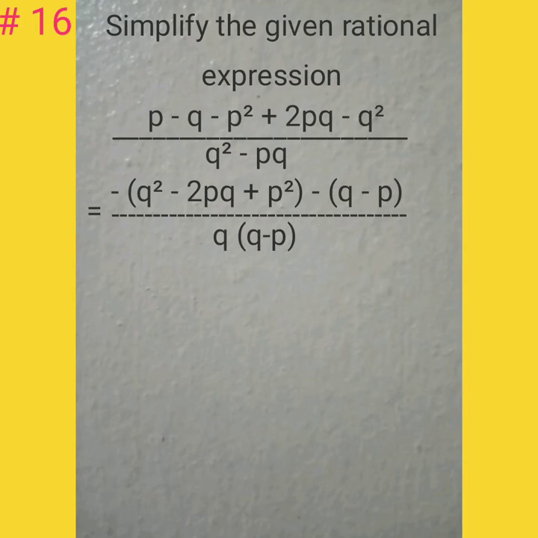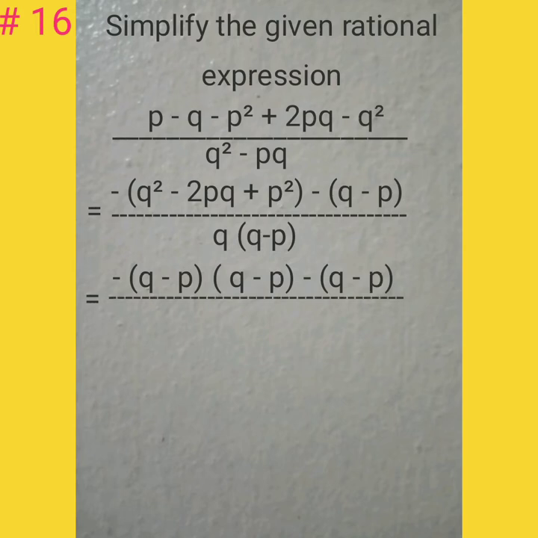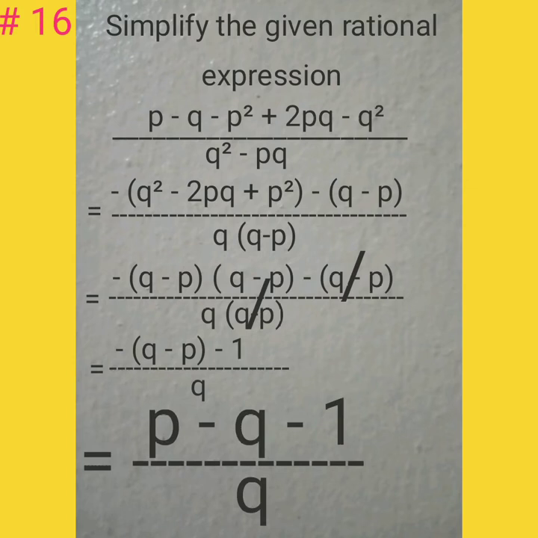The factors of Q² - 2PQ + P² are (Q - P) squared. The simplified form of (P - Q - P² + 2PQ - Q²) all over (Q² - PQ) is (P - Q - 1) all over Q.